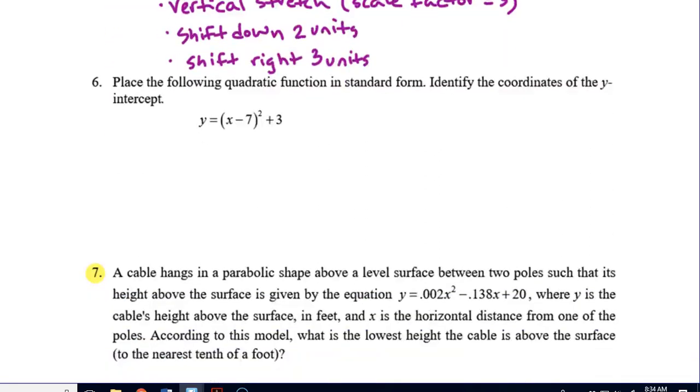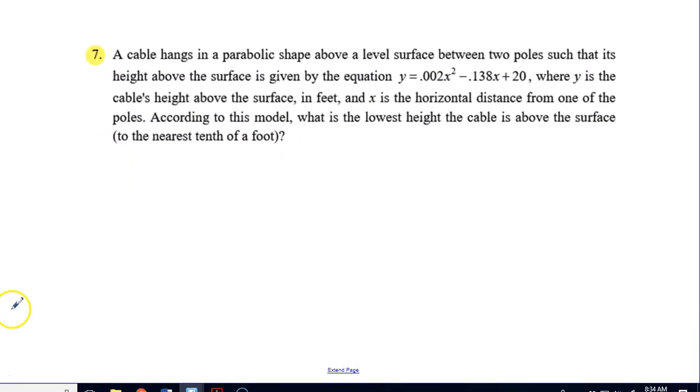Okay, next question is number 7. I'd like you to read that question over and underline anything that's important and what it is that we're trying to find. Play the recording when you're ready. Okay, so hopefully you took time to read that through and maybe even make a diagram of what's going on here. Cable hanging between 2 poles. Just kind of envision something like a telephone wire. Very flat, and we want to know the lowest point on that cable.